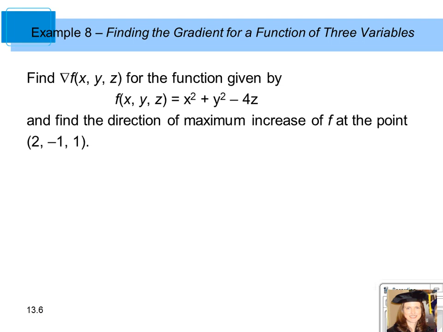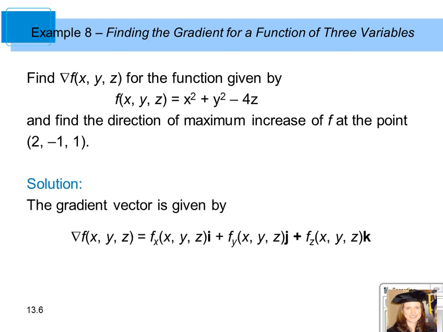In this example for section 13.6, we want to find the gradient for a function of three variables. Find the gradient for the function given by f of x, y, z equals x squared plus y squared minus 4z, and find the direction of maximum increase of f at the point (2, -1, 1). Well, that gradient is going to be the direction of the maximum increase.